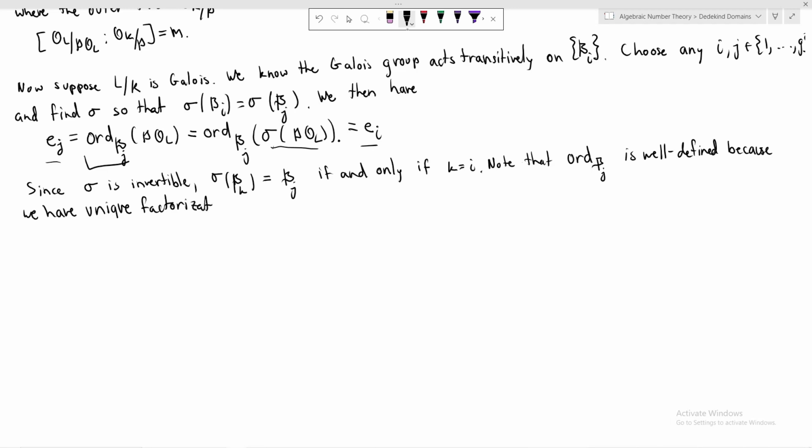Okay, so let's go ahead and think briefly about showing that the residue degrees are equal now. And the idea is that you want to consider the map sigma from O sub L to O sub L. And we know that sigma fixes, not necessarily pointwise, but that sigma takes P O sub L to itself.